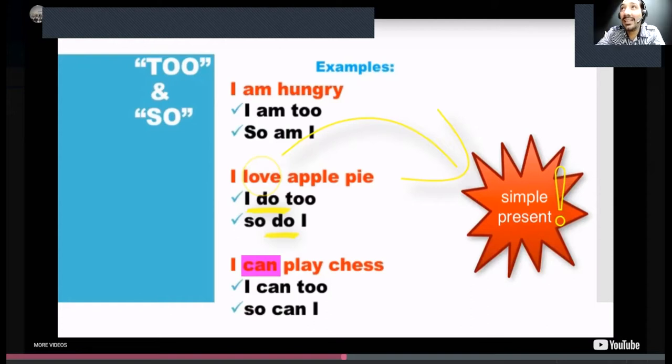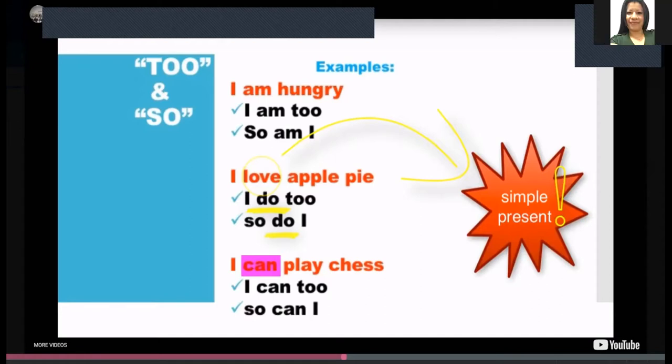Y si te dijese, Janet, I should go underweight. Debería de rebajar. I should too. So should I. ¿Y qué estaría diciendo? Yo debería también o también yo debería. Debería, siempre debería. ¿Sí se entendió, chicos? ¿Alguien tiene alguna pregunta?